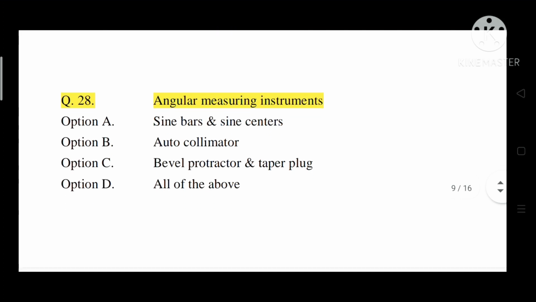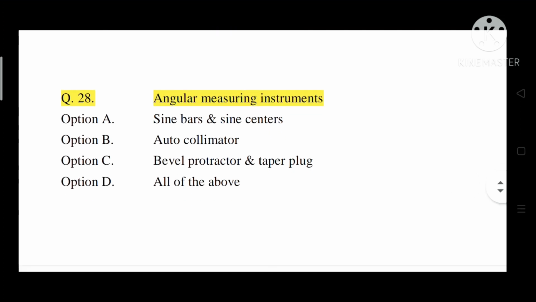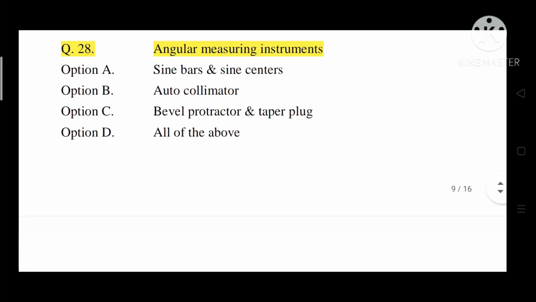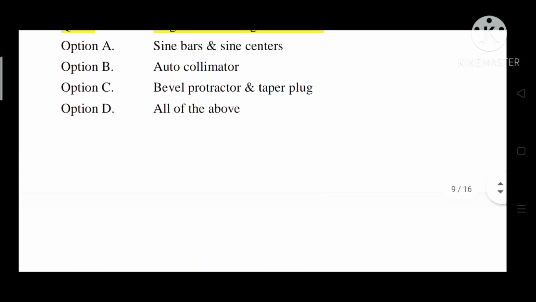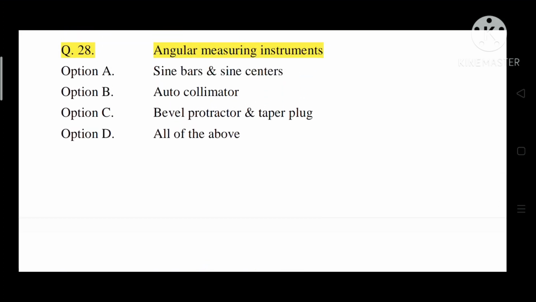Question number 28. What is angular measuring instruments? So options are given: option A, sine bar and sine centers; option B, auto collimator; option C, bevel protractor and taper plug; option D, all of the above. So the correct answer is all of the above, because all are angle measuring instruments.